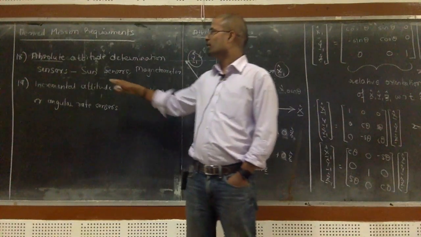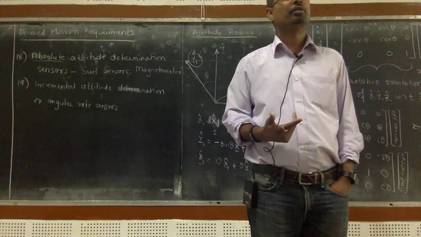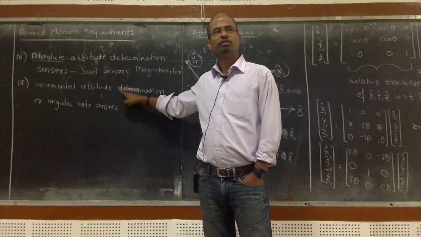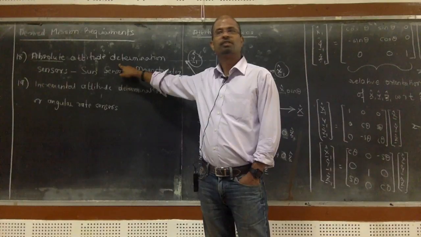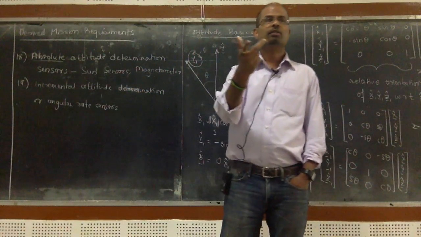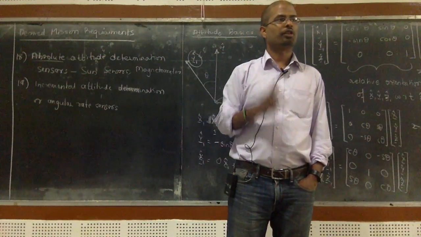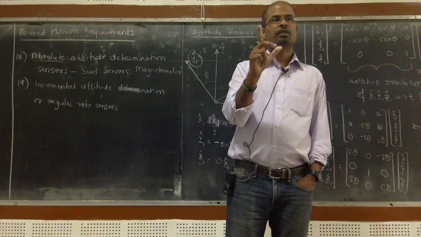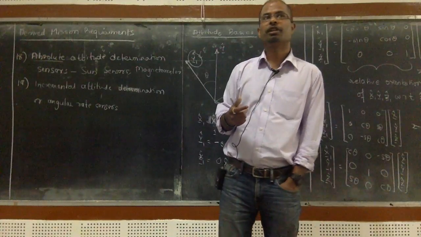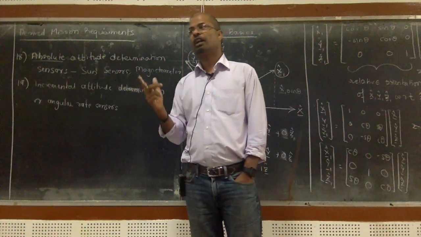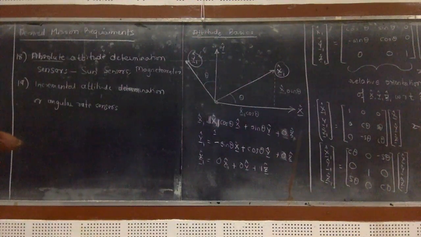But you understand the need for the absolute? If I just tell you I'm rotating at 10 degrees per minute, can you tell me where I'm pointed? You need that initial starting point. That initial starting point is given by these two sensors, and this will give you incremental attitude determination, how you're rotating. So at any time instance, you just integrate angular rate, and what do you get if you integrate angular rate? Angle, right? So if you add that angle, you know where you're pointed at the time.